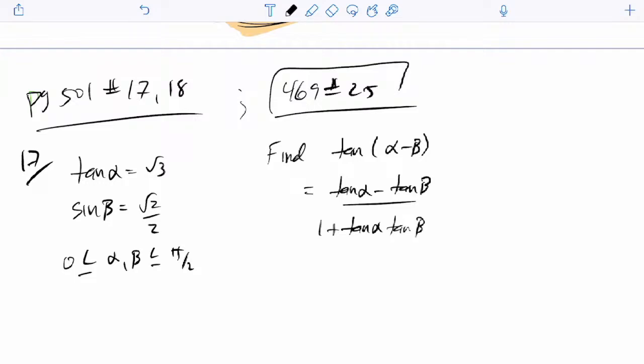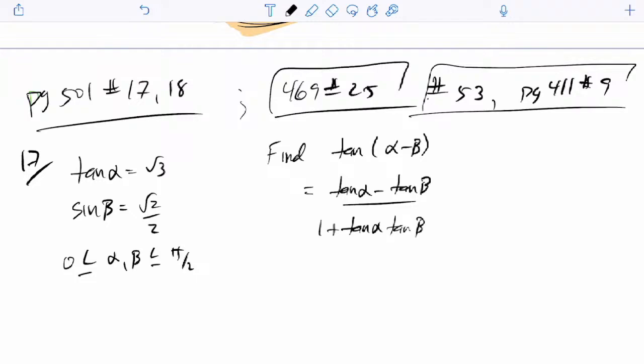So I need to find the tan of alpha minus beta. Sure, Michael. 53. Page 411, number 9. I need to find the tan of beta.